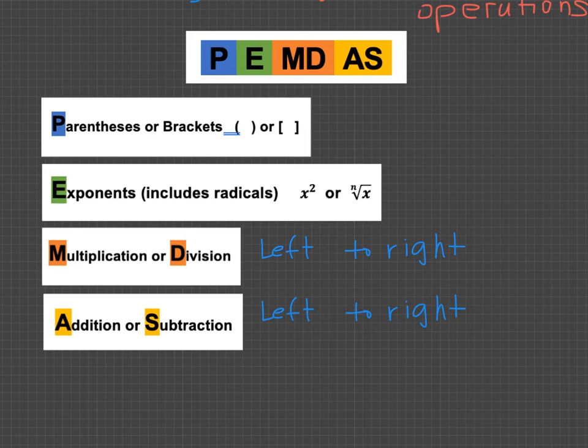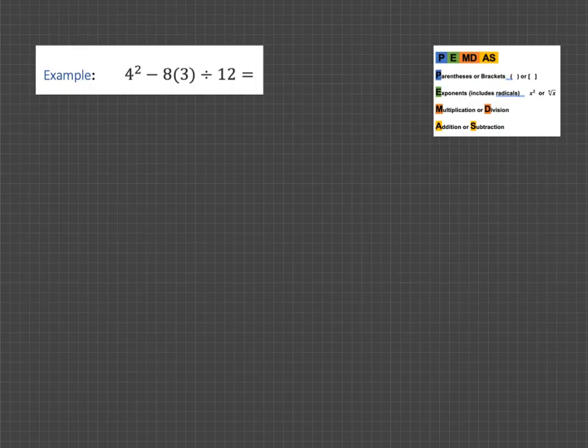So now we can use this order of operations to simplify the expression. So we go through and look at our order of operations, and we do have brackets, or parentheses, but there's just a 3, so there's nothing to simplify inside those parentheses. So now we go to the exponent, and performing the exponent, 4 squared, we get 16.